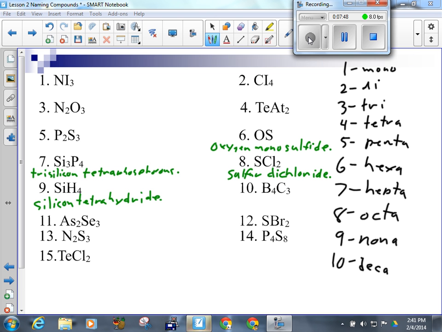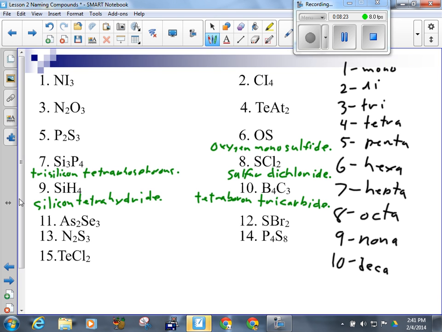For number 10, we've got boron and carbon together. So we have tetraboron tricarbide. That compound doesn't really exist. It was just a naming exercise. No, I mean if you put carbonide, I would understand that, but usually we take a little bit off the end of the element when we add the ide.